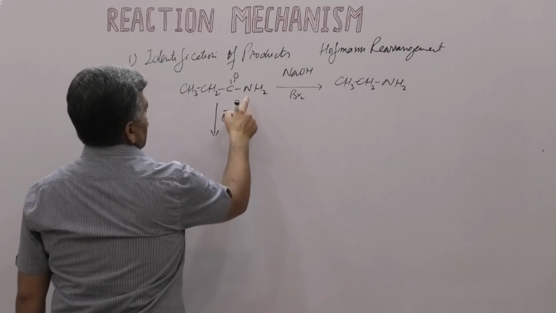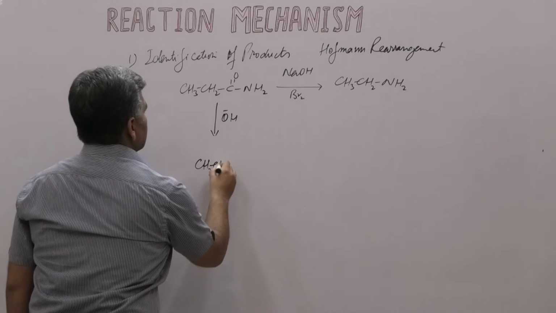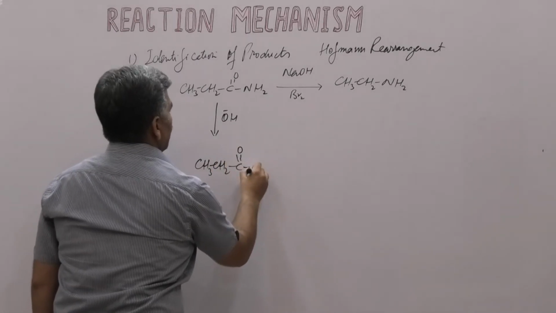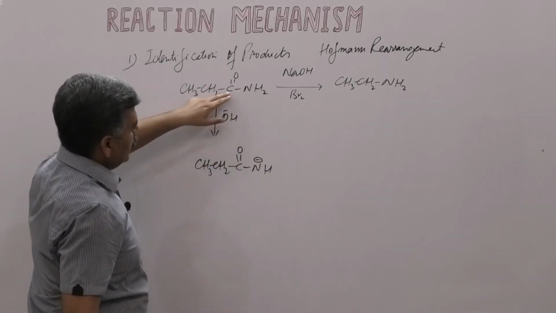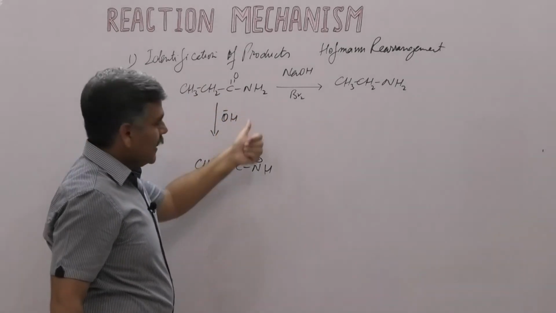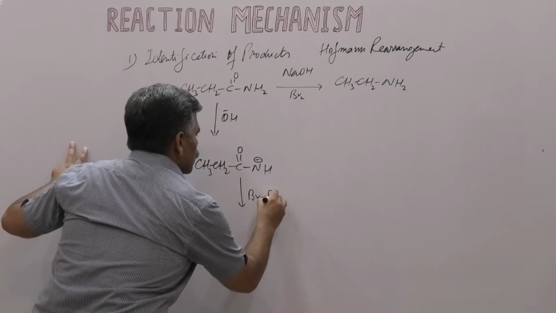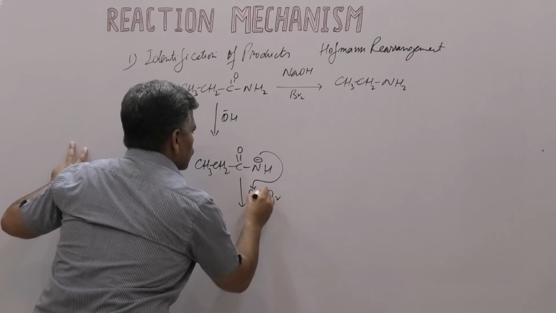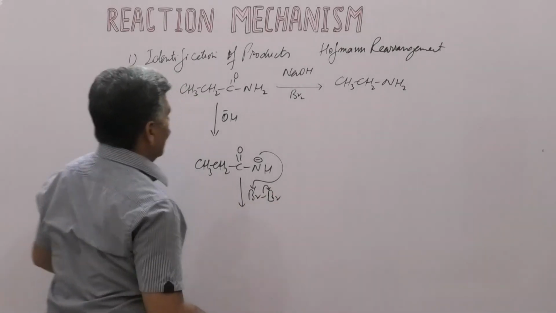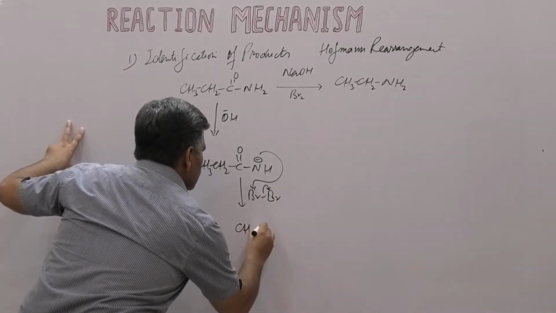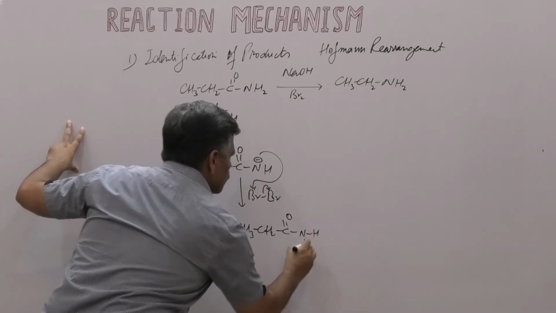We have NaOH base. Due to NH acidity, this amide is converted into CH3CH2C(=O)NH negative, because this nitrogen is attached to the electron withdrawing carbonyl. So here the amide NH acidity is induced. This negative charge reacts with bromine. Sometimes NaOH and Br2 is written as NaOBr. This gives CH3CH2CONHBr.